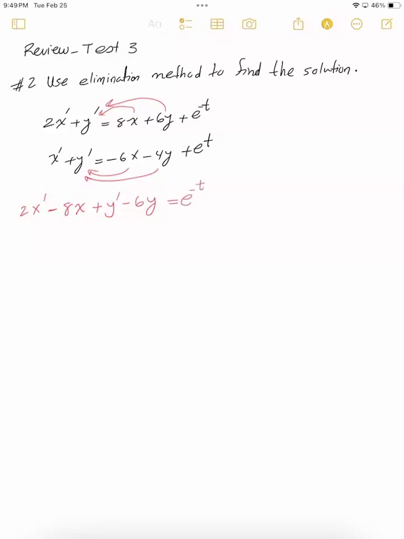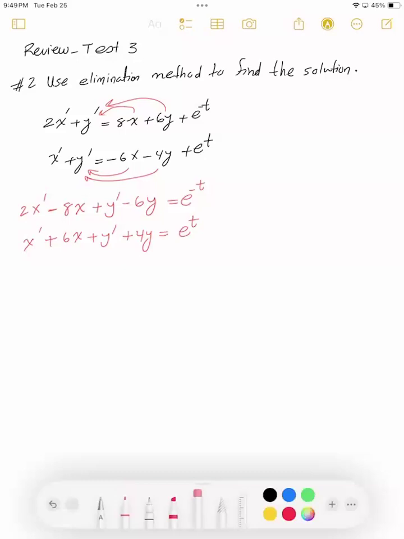And by the way, you can solve these systems of linear equations using any technique you want. So at this point, you have learned multiple techniques, but for this particular problem, what I'm going to use is the easiest. Then I am going to write the second equation as x' plus 6x plus y' plus 4y is equal to e^t.